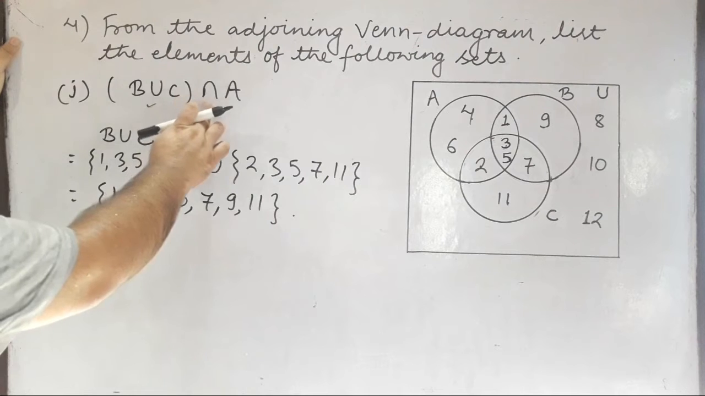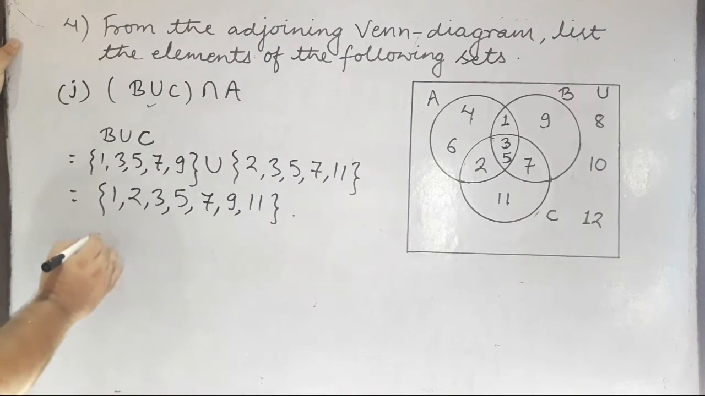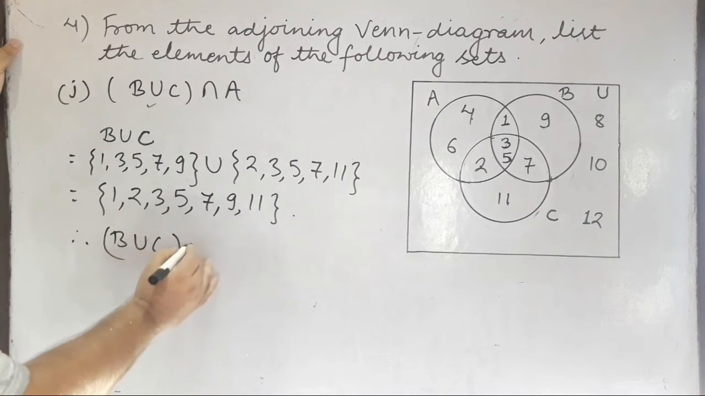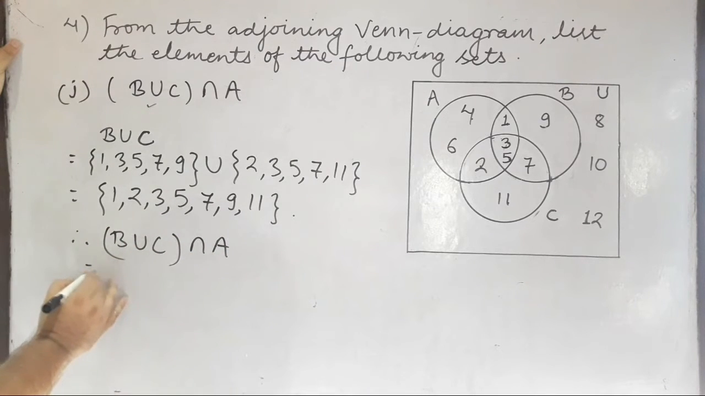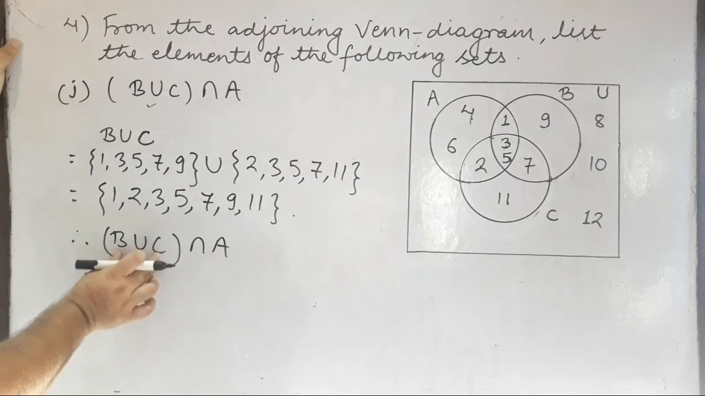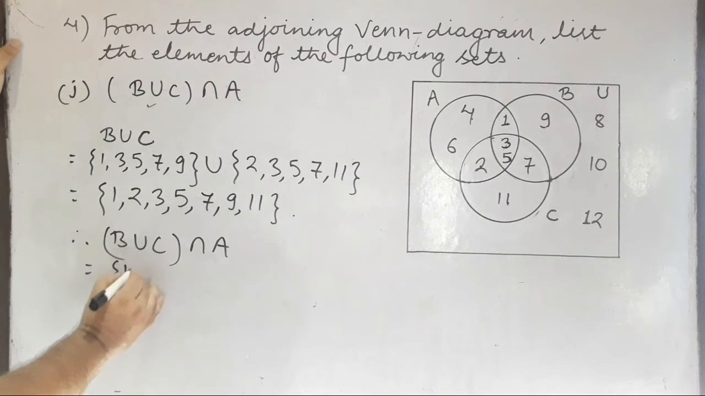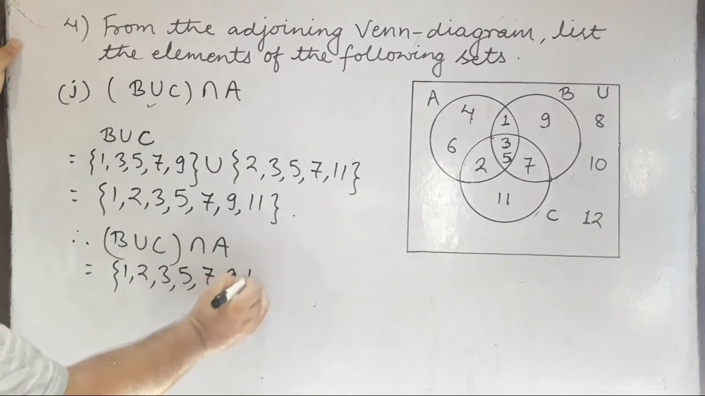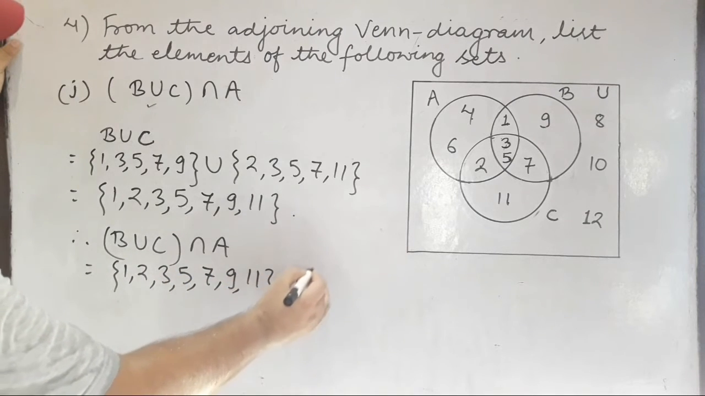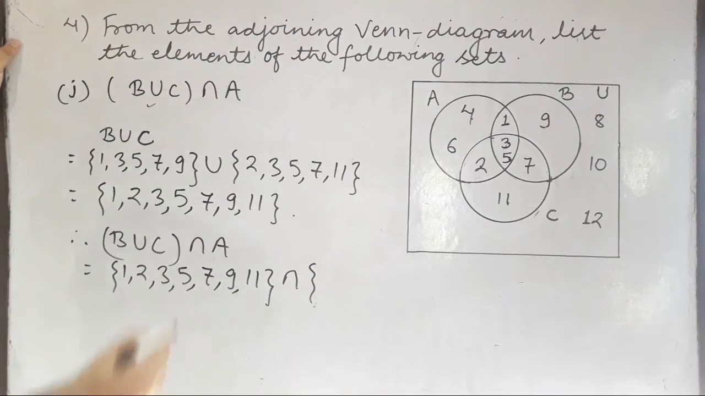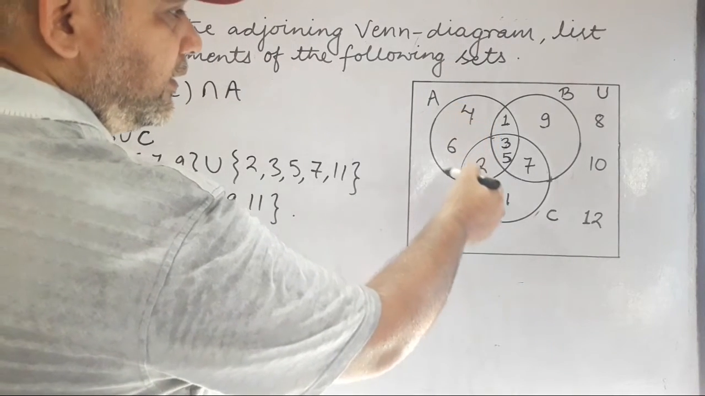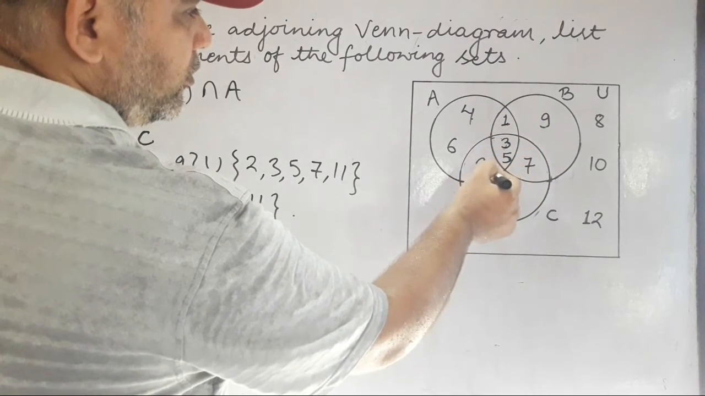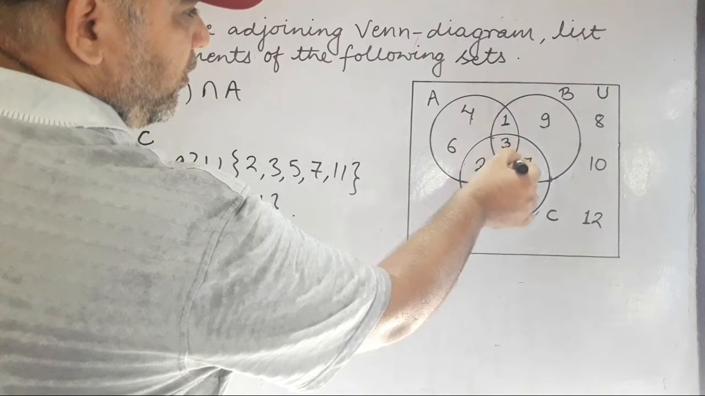Now we shall do intersecting with A. Therefore, B union C intersecting with A. What are the elements we got in B union C? 1, 2, 3, 5, 7, 9, 11. Intersecting with set A. What are the elements in set A? Let us see in this circle, only inside this circle: 1, 2, 3, 4, 5, 6.